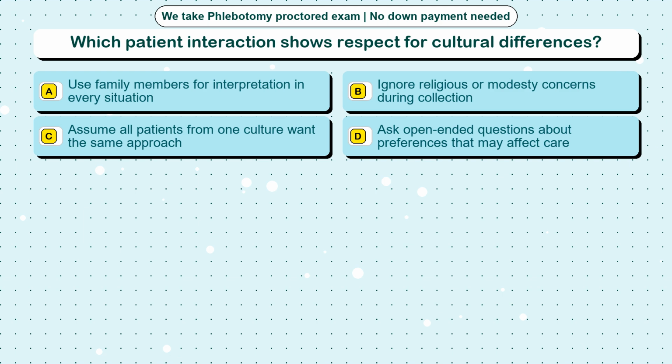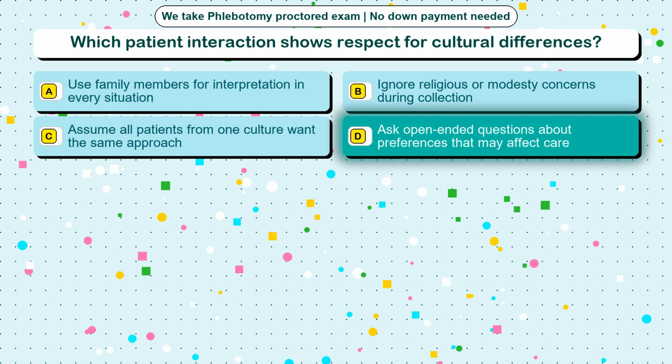Question 53. Which patient interaction shows respect for cultural differences? Option A. Use family members for interpretation in every situation. Option B. Ignore religious or modesty concerns during collection. Option C. Assume all patients from one culture want the same approach. Option D. Ask open-ended questions about preferences that may affect care. The correct answer is option D.